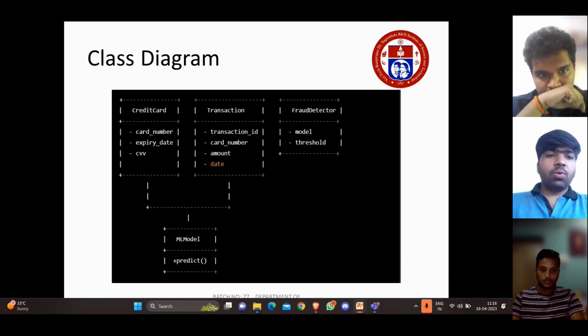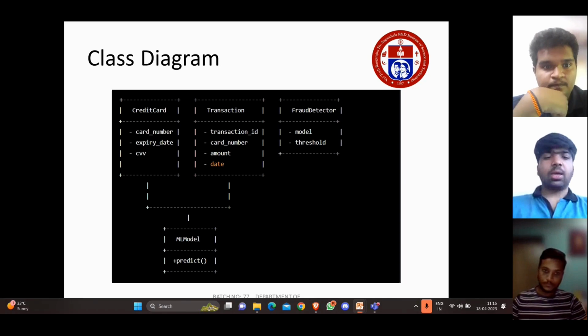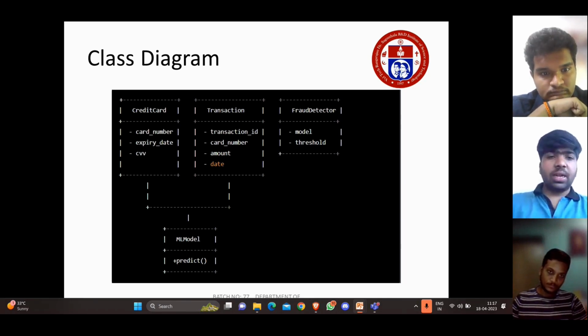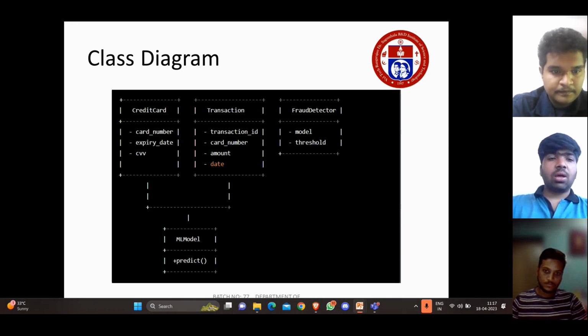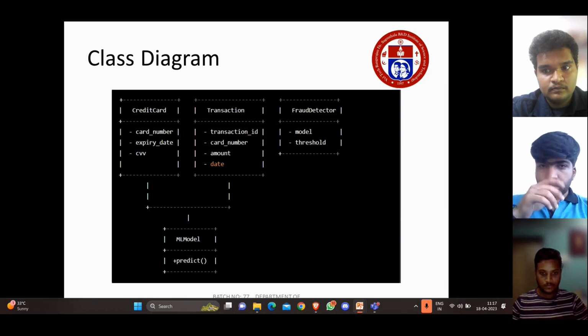The class diagram. As we all know, in a class diagram there are classes, and the classes are connected like branches to other classes. First, the credit card, the transaction and the fraud detector are the three classes. The credit card holds the card number, expiry date, and CVV, which are mandatory credit card details. The transaction holds the transaction ID, card number, amount, and the date when the transaction is done. The fraud detector has the model and threshold, which is the ML model we are using, and the predictor, I mean the accuracy predictor. The next diagram.